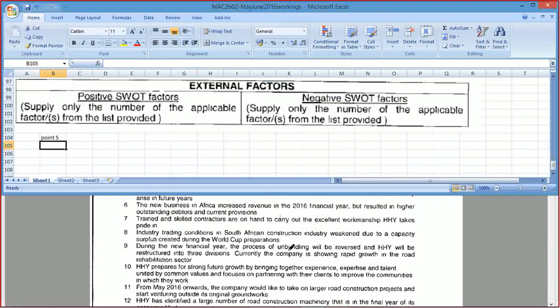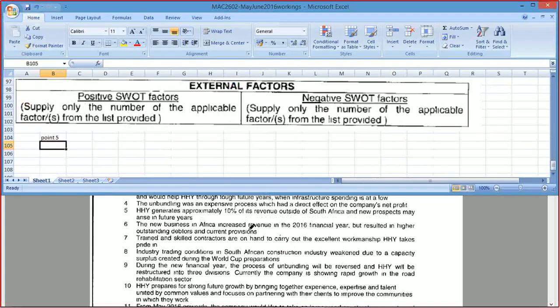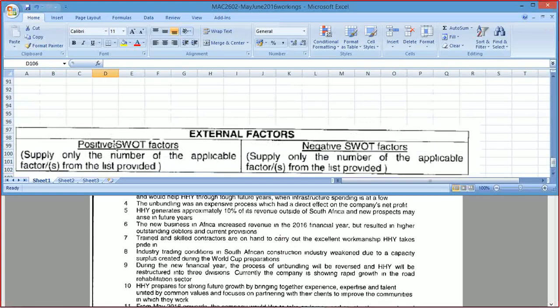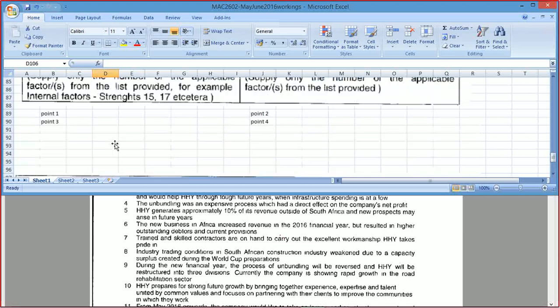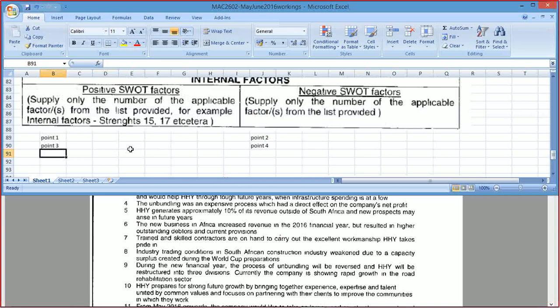It's internal. So it's difficult to say where you should put this because they talk about the increase in revenue, which is good, and then they talk about the increase in debtors, which is bad, and the current provision from a financial management point of view. Okay, so I'm going to write down two things here. Point 6 brackets increased revenue is good, and then point 6 here, increased debtors and provisions negative. Why? It affects cash flow.